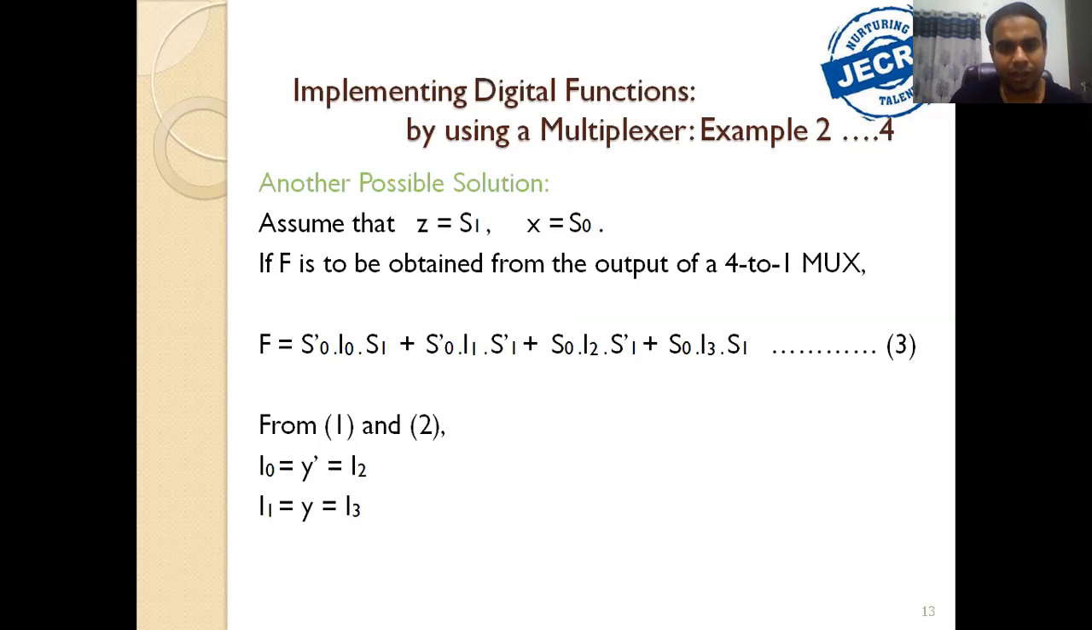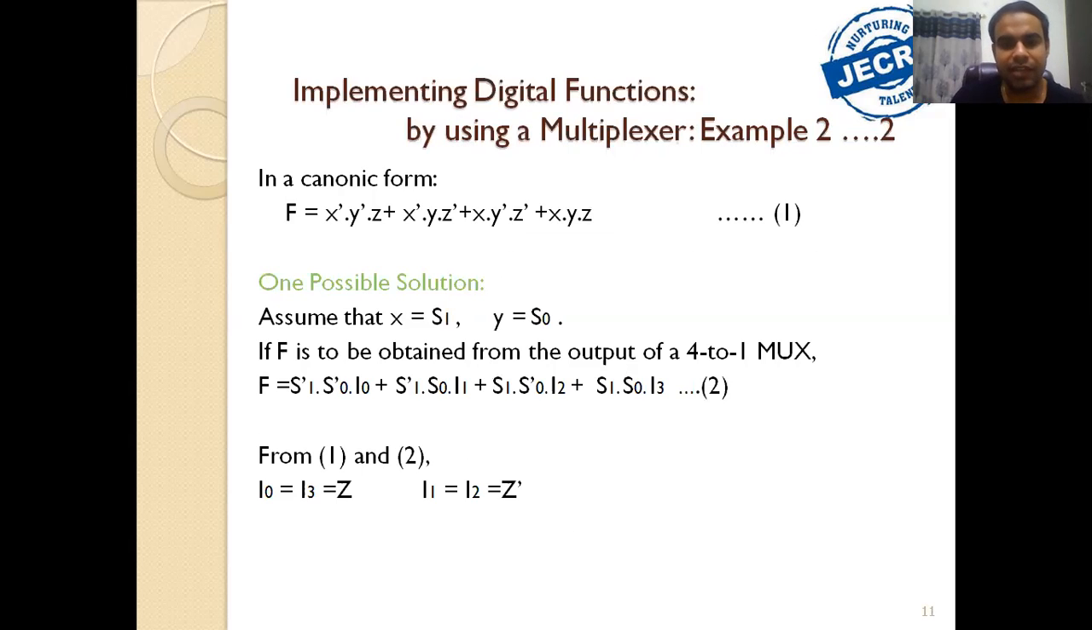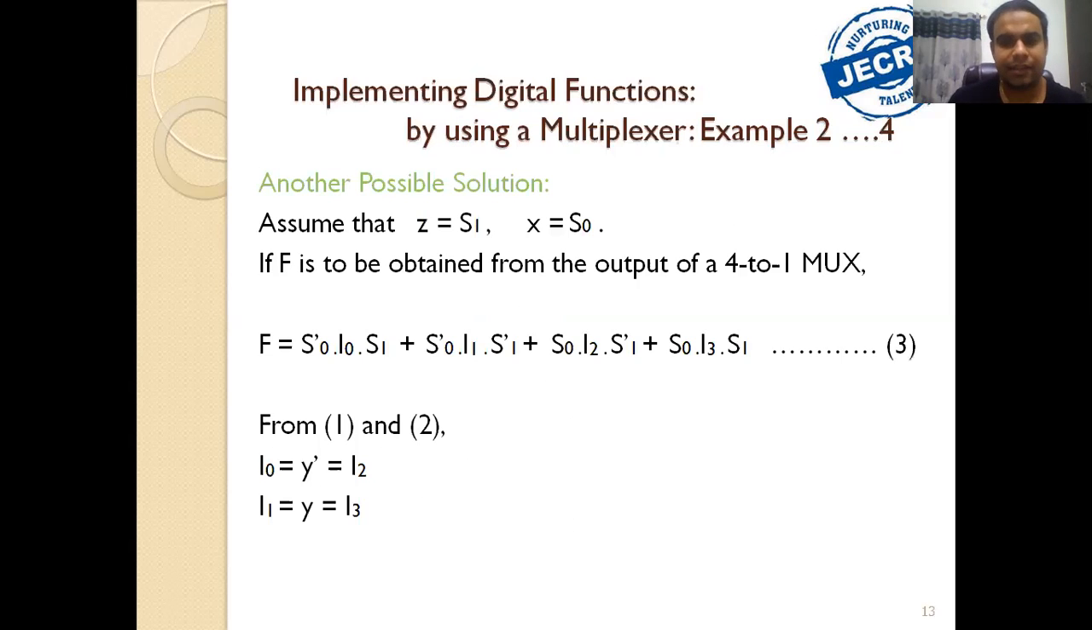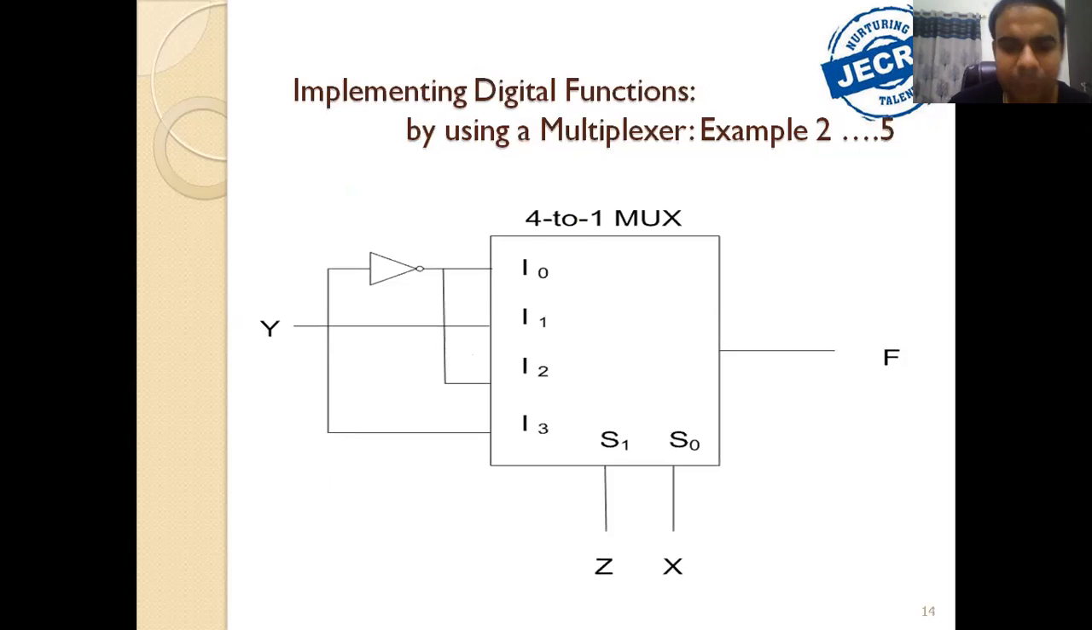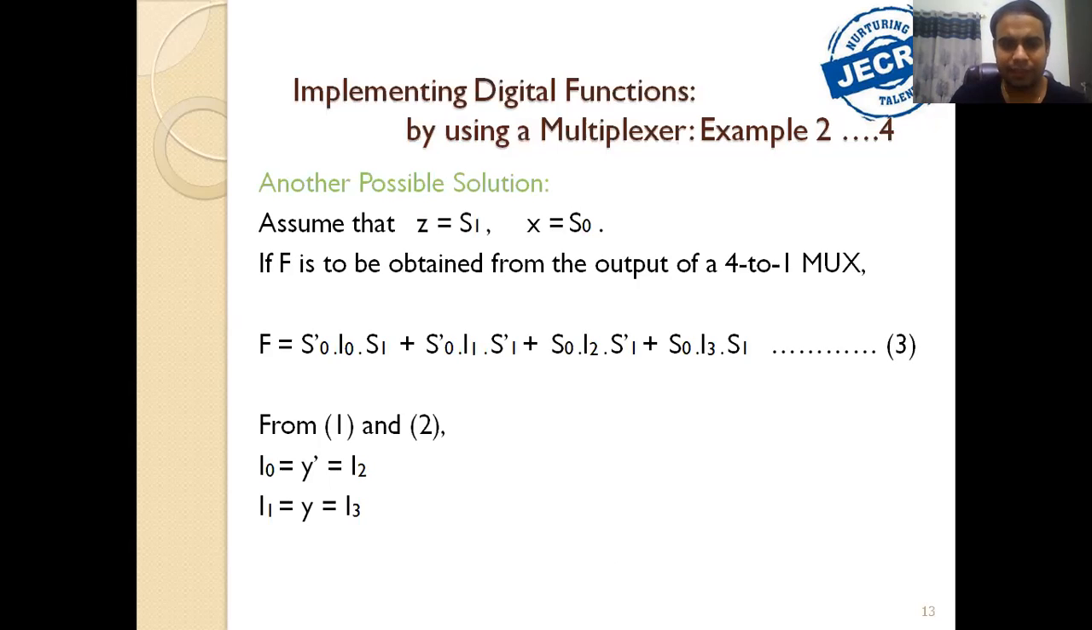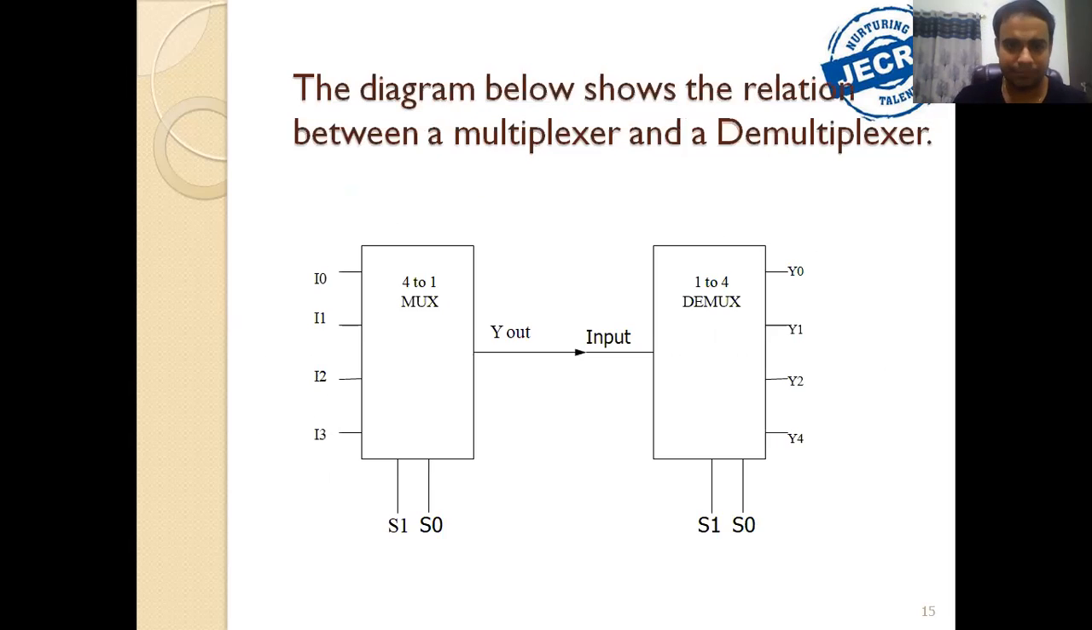Another possible solution: here we used x and y on the selection lines. But if we use z and x on the selection lines, then by default the y value will be applied to the inputs. In the same way, the output will change, and I1 and I3 are applied to y, and I0 and I2 are applied to the y value.